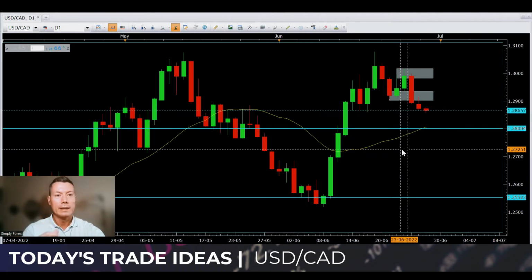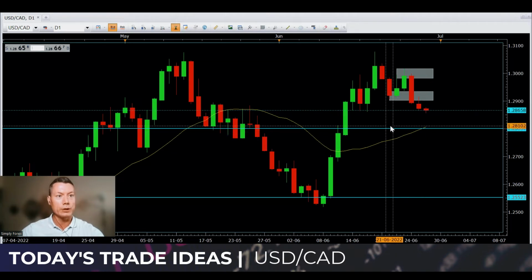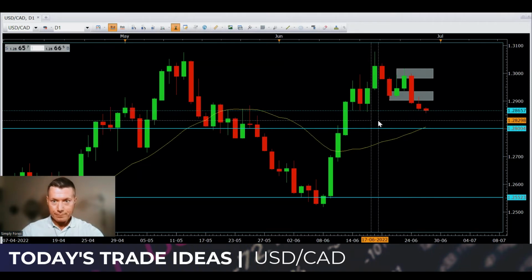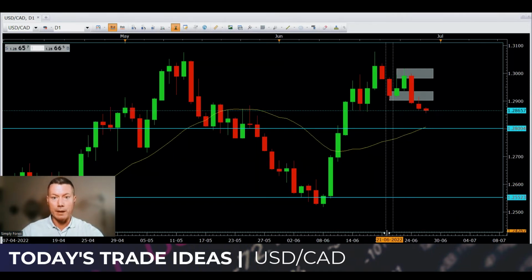So there's a lot of indecision in the market, guys. But we did find this one trade, US dollar, Canadian dollar. Obviously we were trading this from yesterday. This gave us profits yesterday, so we are still looking to short this market.